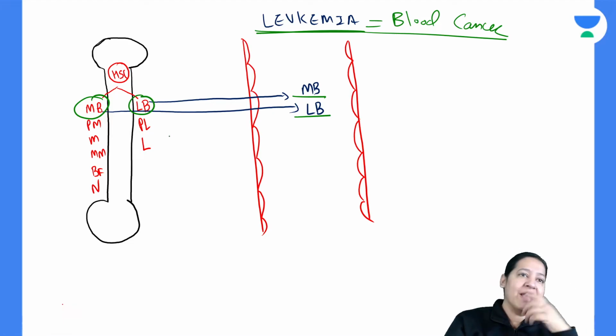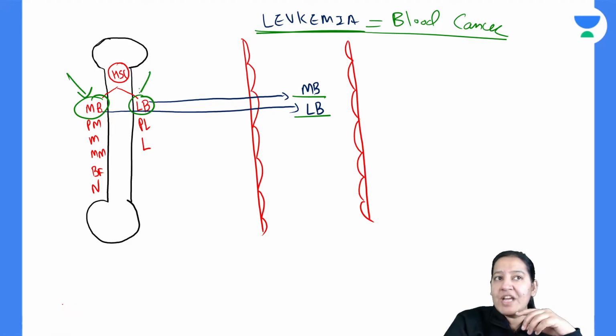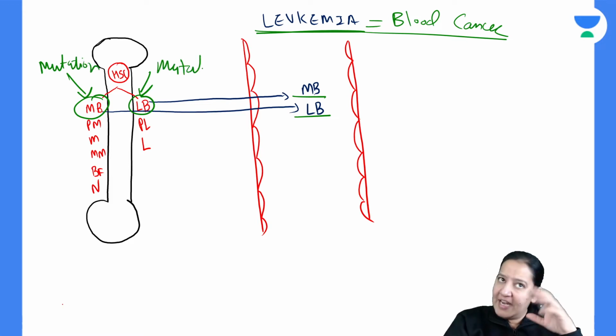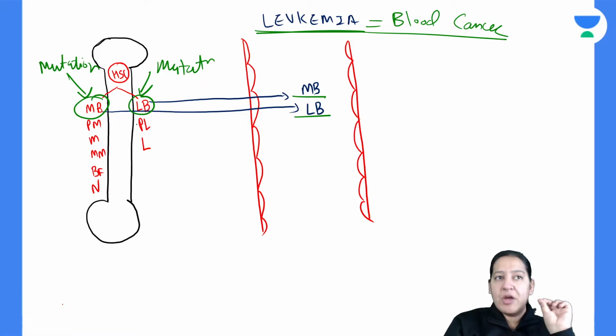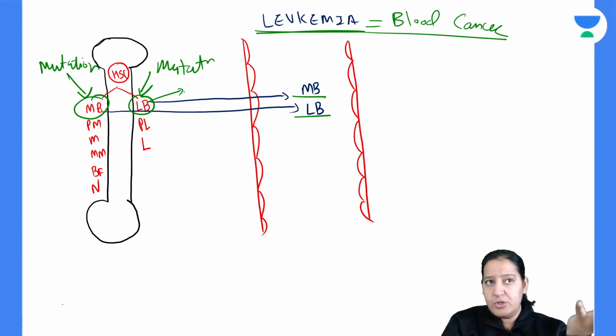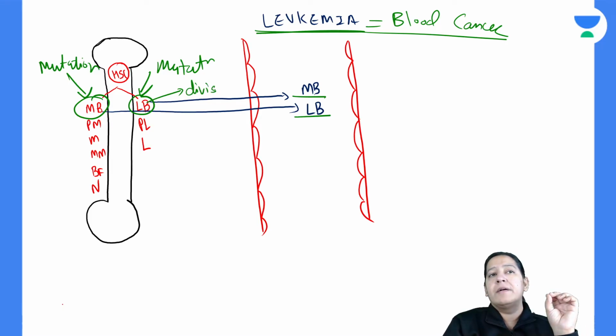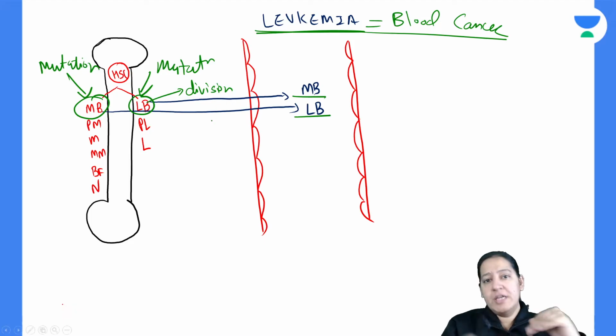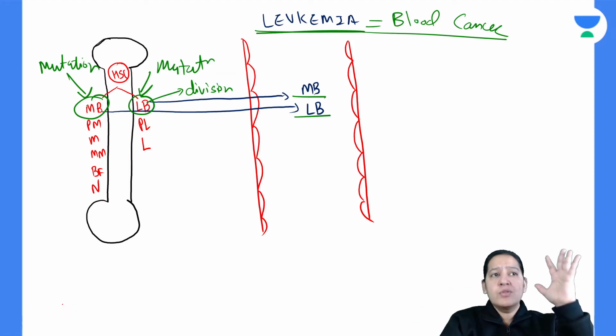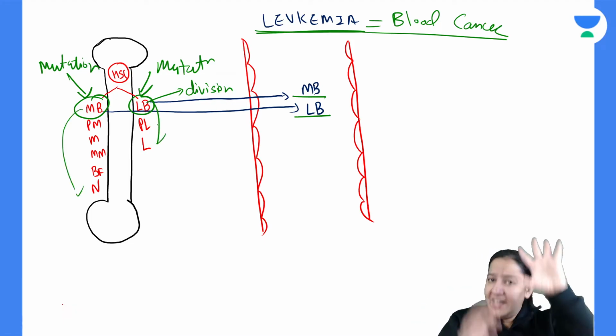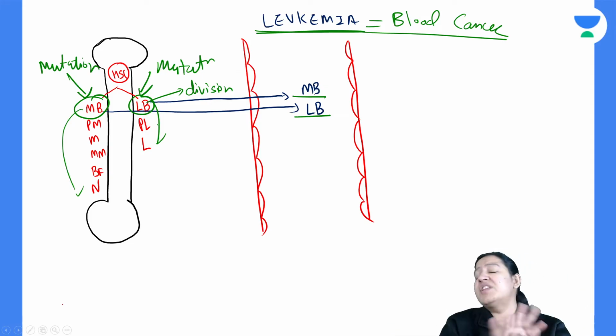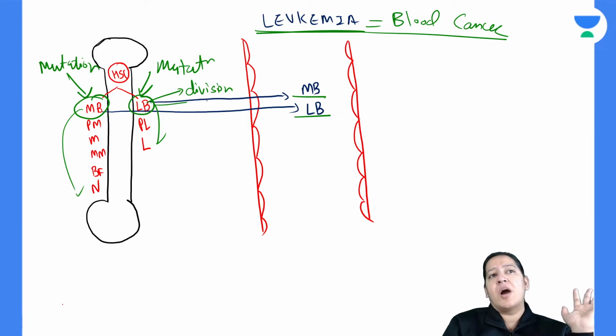Now, why are they coming in the blood? Inside them, some mutations are there. Some mutations take place in their genes, in their nucleus, in their chromosomes. I will tell you the names of the mutations separately. Because of these mutations, they do uncontrolled cell division, uncontrolled mitosis. So because of uncontrolled proliferation, they replace all other cells, and they are coming in the blood.